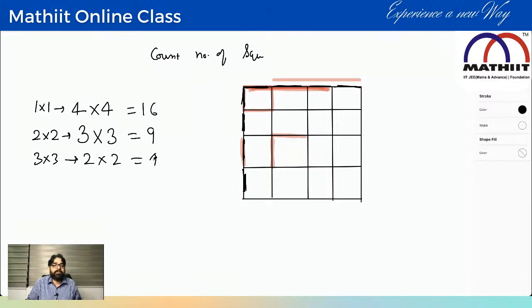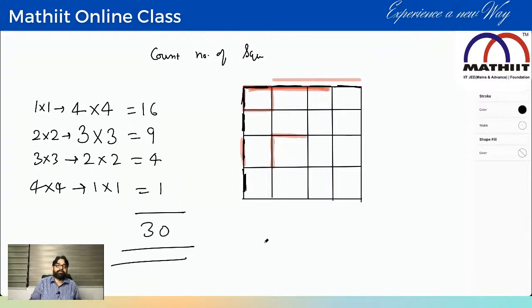So 4 ways. And 4 into 4 size, a 4 unit size, I can take only 1 way here, 1 way here also. So 1 into 1, that will be 1. So the total is going to be 30. This is the answer. If at any point you did not understand, please let me know.